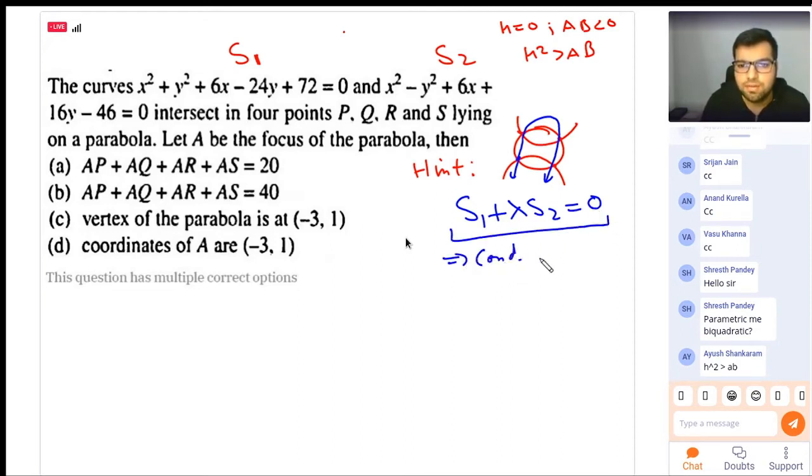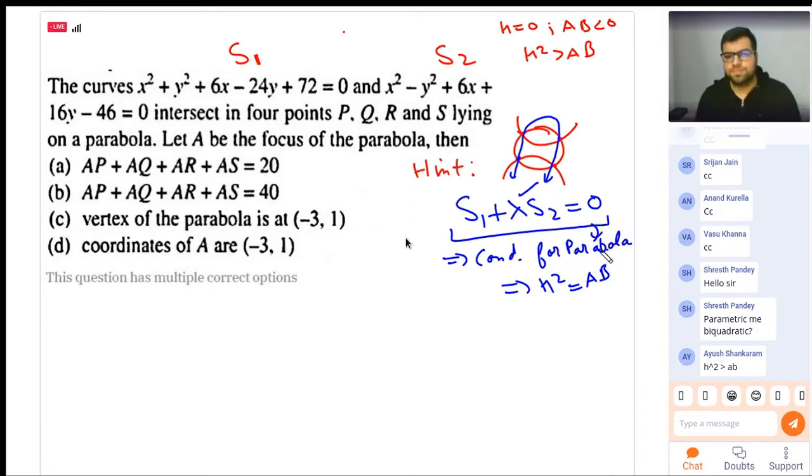What is the condition for parabola? The condition for parabola is h square is equal to AB. So just put h square equal to AB. You will get the value of lambda for which this becomes a parabola. And once you have that, then you can answer the question. Yes, Ayush, this is a hyperbola, but focus on the approach. Do it with this approach.